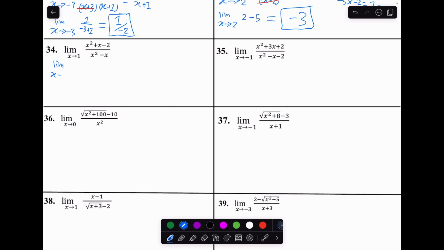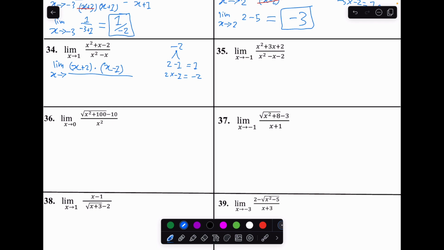Limit when x is approaching 1, x squared plus x minus 2. We need two numbers. Their multiplication is negative 2 and their addition is positive 1. So let's try 2 and negative 1. 2 minus 1 is 1, and 2 multiplied by negative 1 is negative 2. So x plus 2 multiplied by x minus 1.